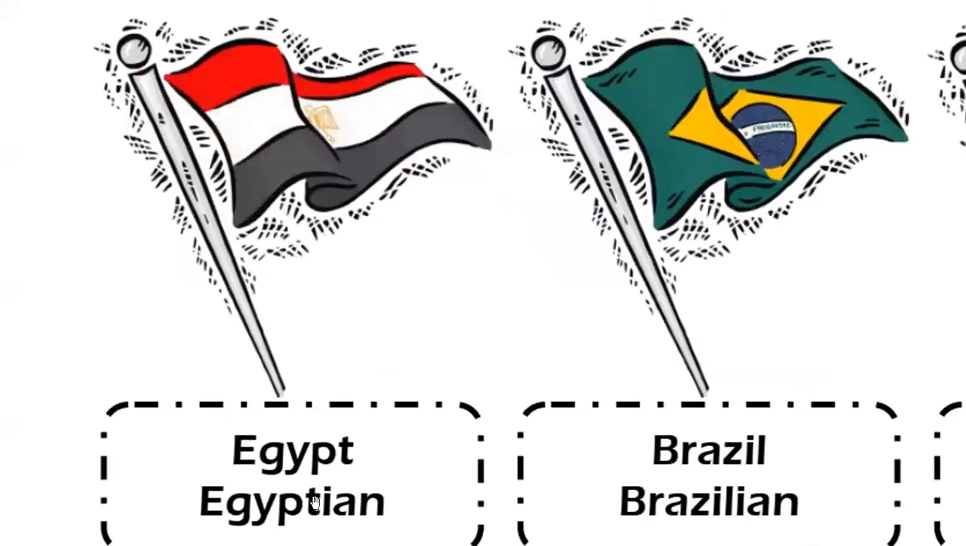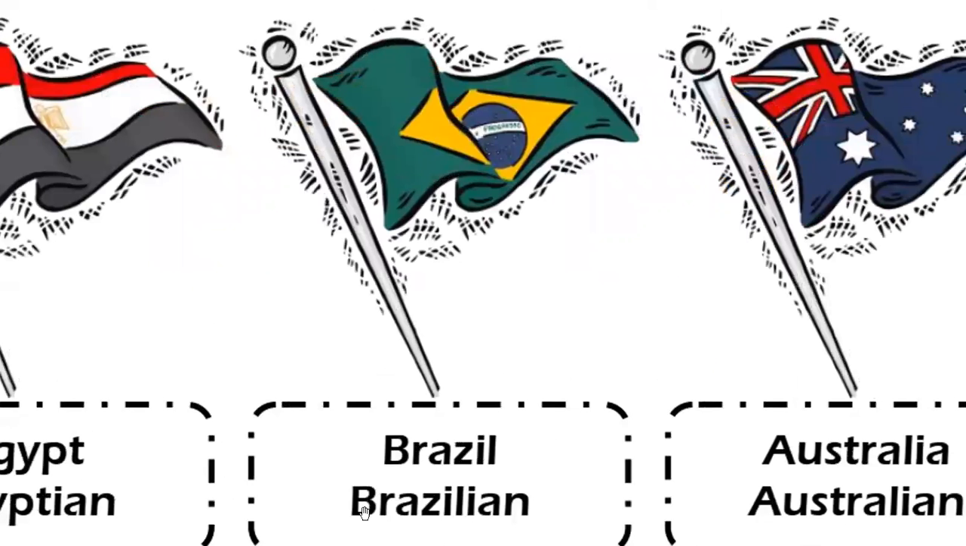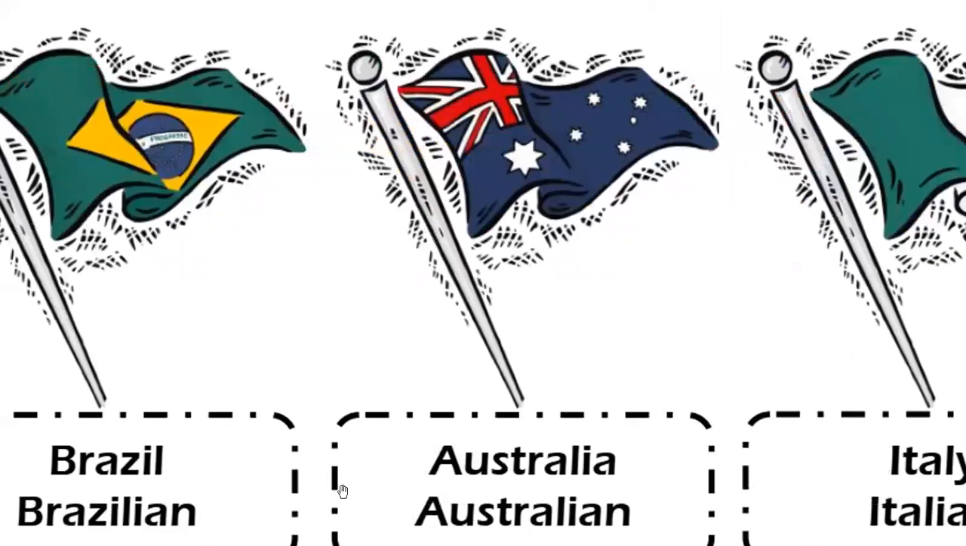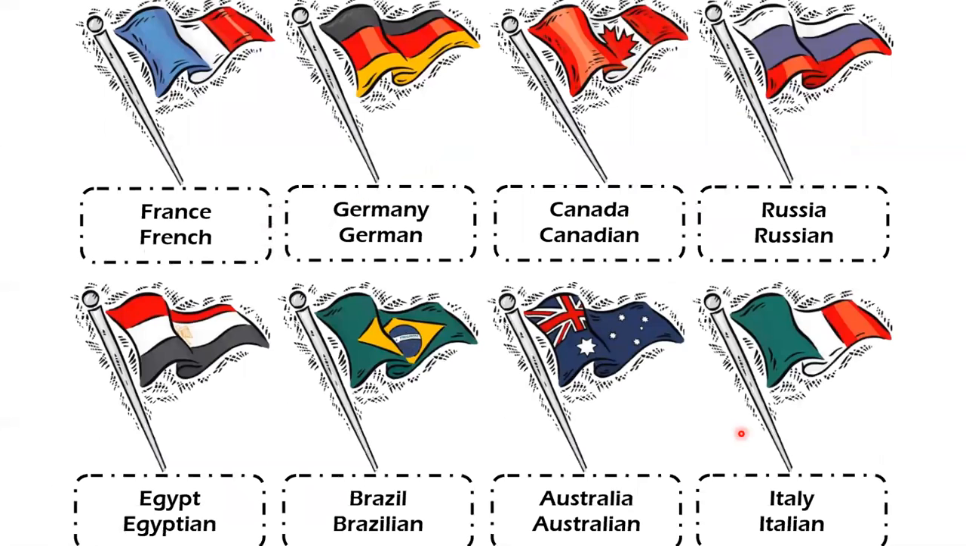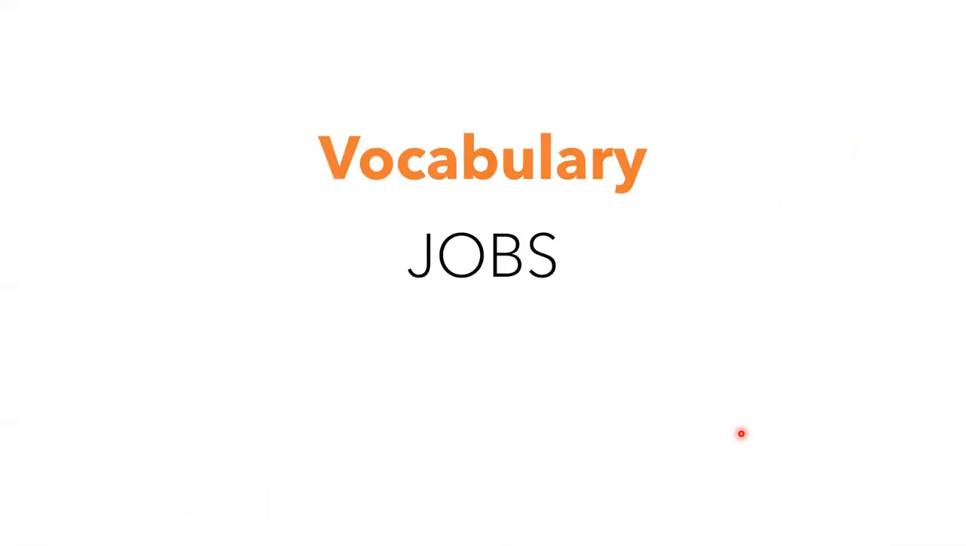Here we also have more nationalities that end in ian. For example, we have Egypt, and if you are from Egypt, you are Egyptian. If you are from Brazil, you are Brazilian. From Australia, Australian. And from Italy, Italian. Very good, guys. So these are the nationalities. Now let's take a look at the jobs.